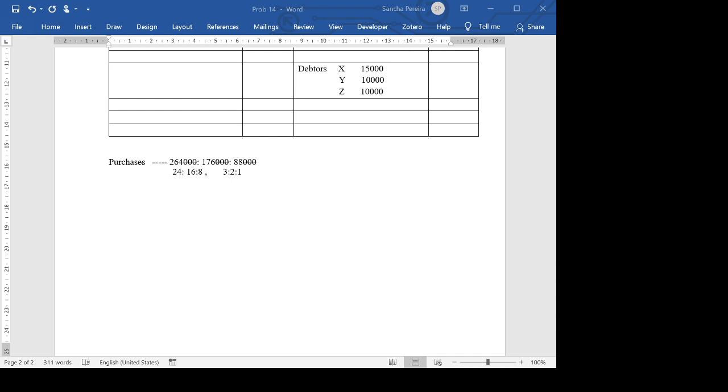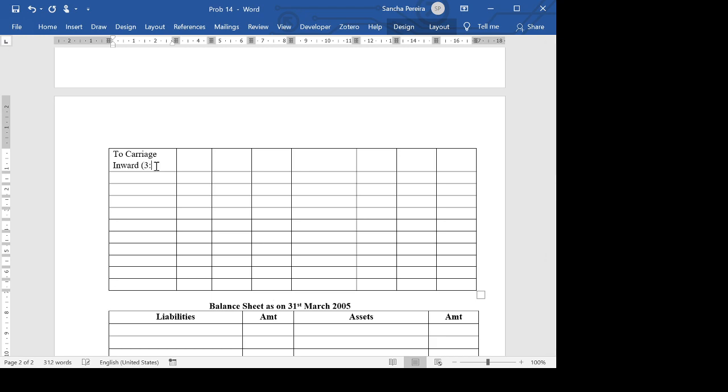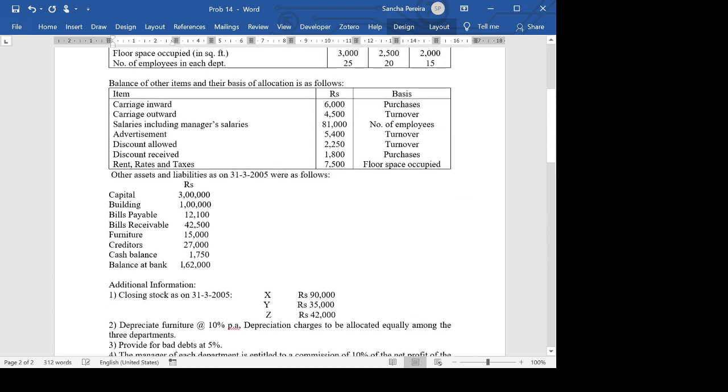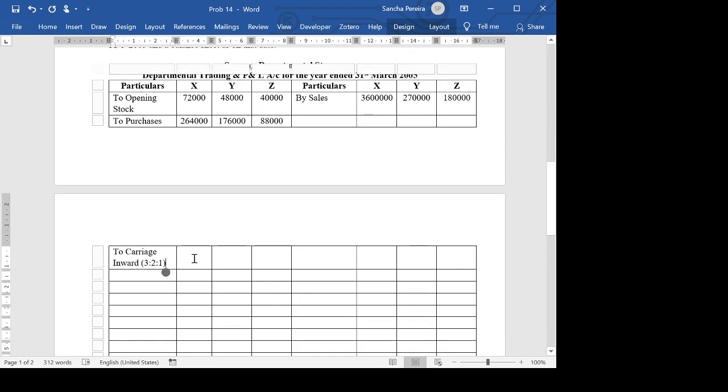If you divide it directly by 88,000, you can do that, but you have to know that it goes with 88,000. I first divided it by 11 and then got this ratio. So the purchases ratio is 3 is to 2 is to 1, and the carriage is divided in this ratio. The total amount is 6,000, so it will be 3,000, 2,000 and 1,000.